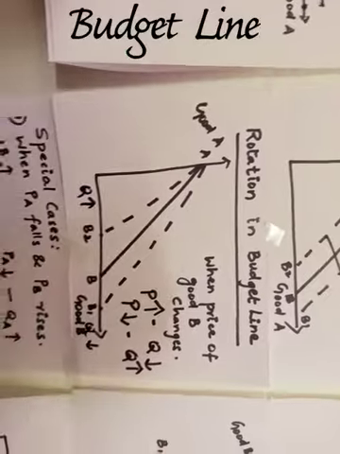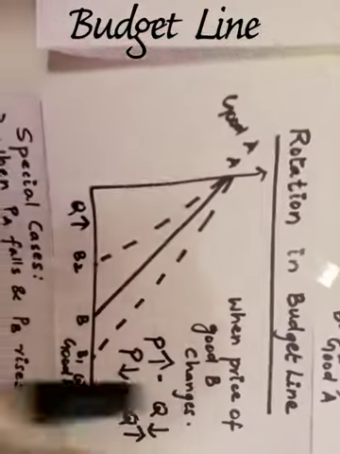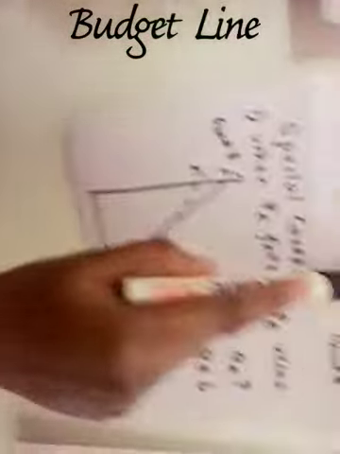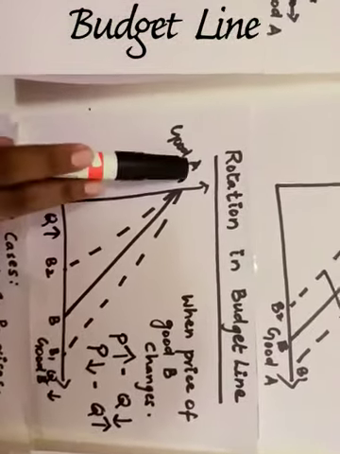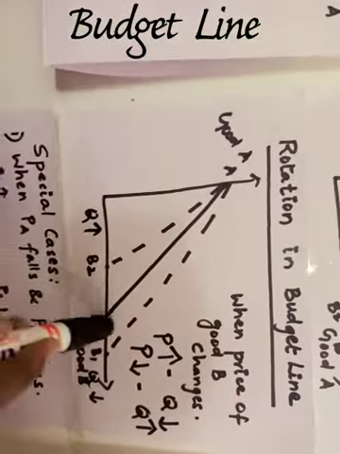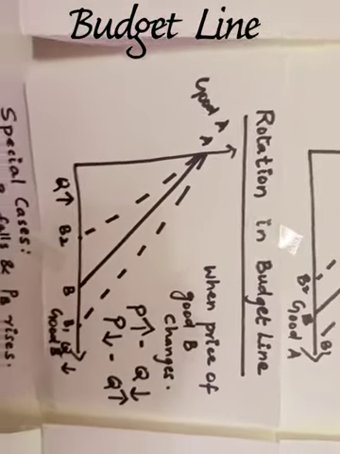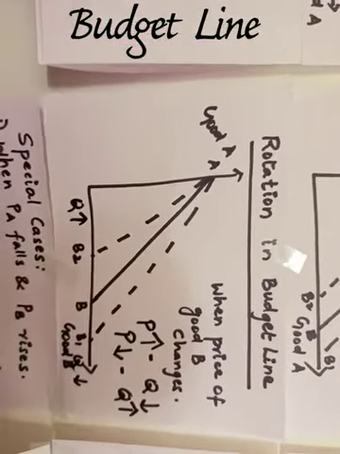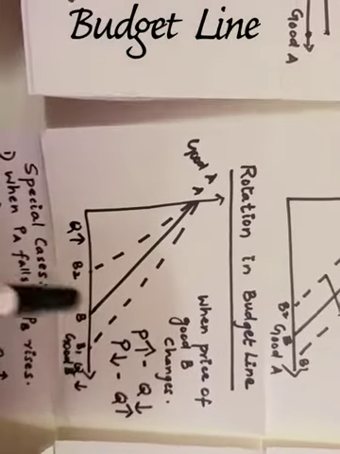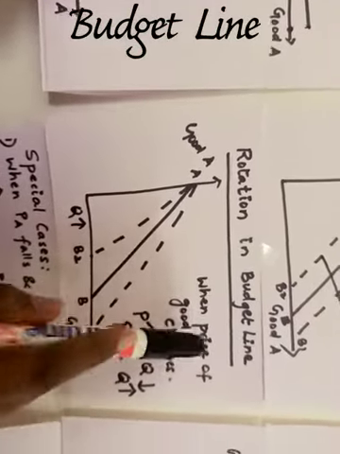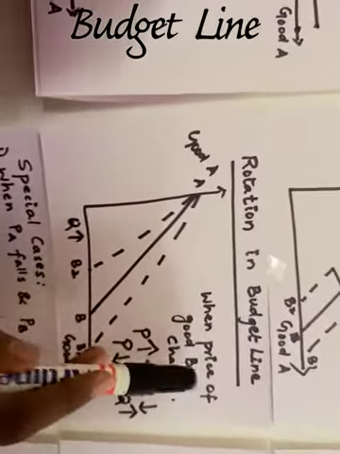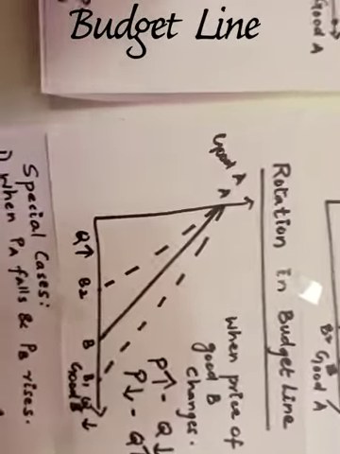This is the shift when the price of only good B changes. In the same way, the same thing will happen if the price of good A changes. This will come like this and this will come like this. When you go through the rotation, you have to draw and show me the case when the price of good A also changes.